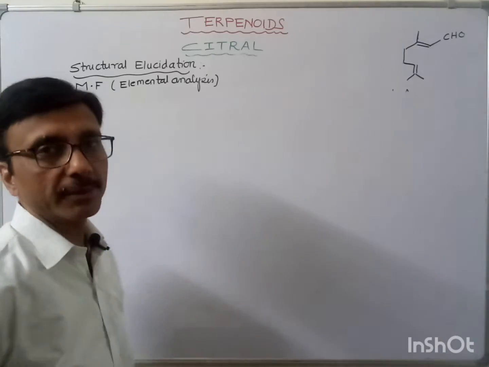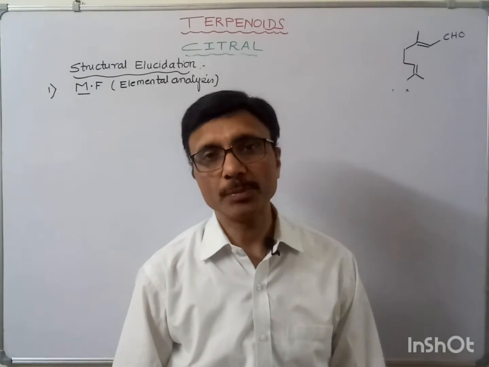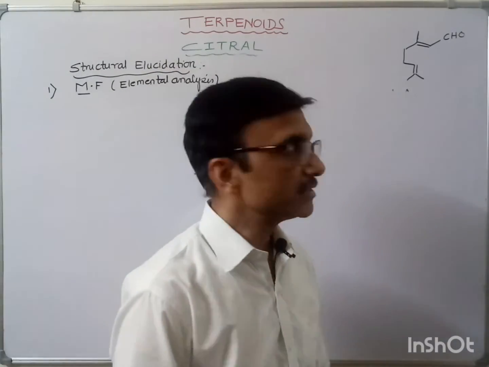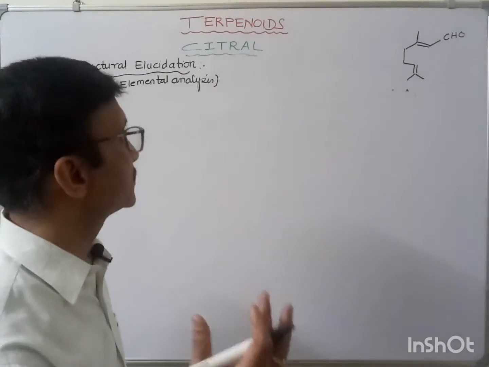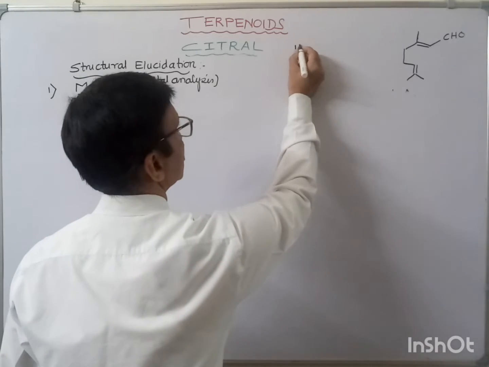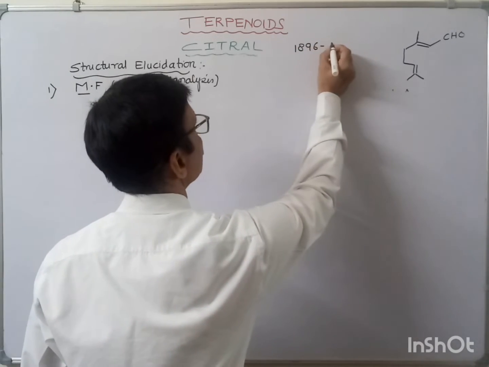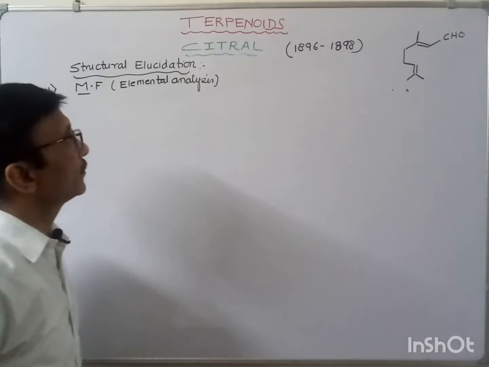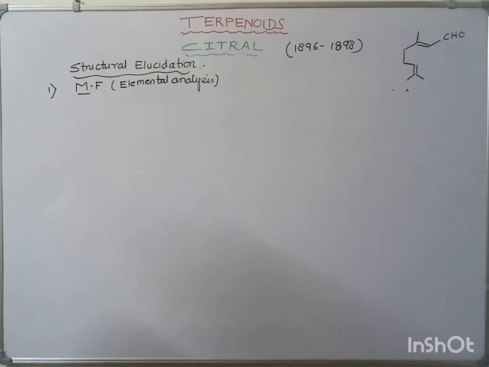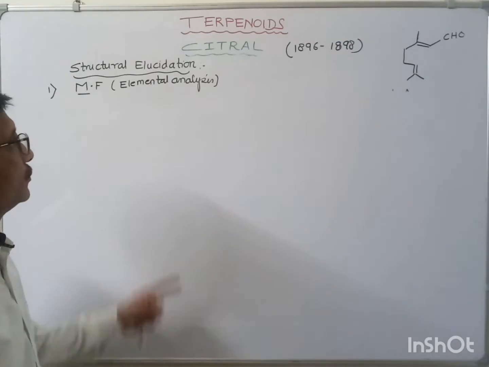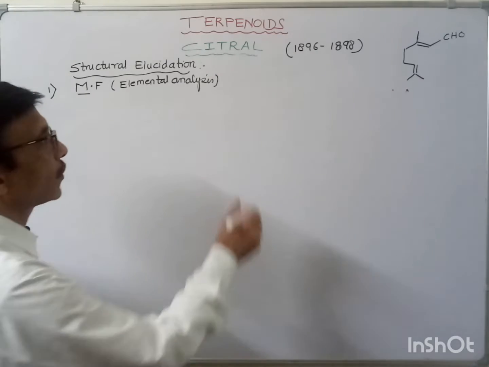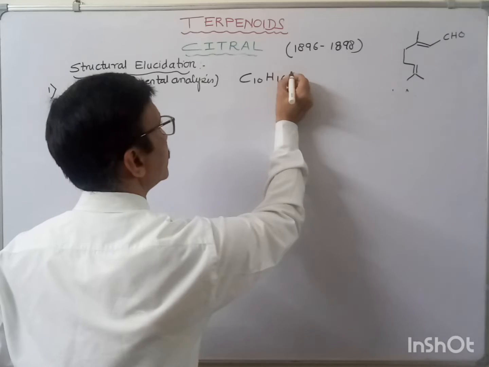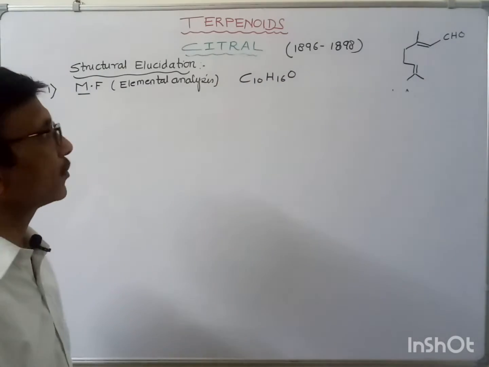Nowadays it can be determined by various other spectroscopic techniques, but at that time when it was discovered, around 1896 to 1898, the molecular formula found by using elemental analysis was C10H16O. So this was the molecular formula.